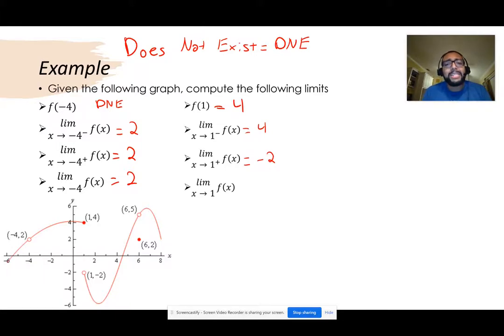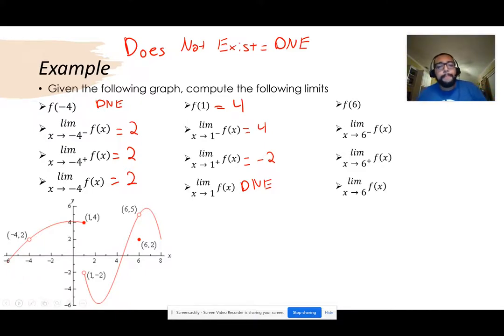The limit as x approaches 1 now. When we look at the limit as x approaches 1 from the left and from the right, those are two different limits. They're not equaling the same number. So that means the limit as x approaches 1 altogether of f of x does not exist. The left-hand limit does not equal the right-hand limit. Therefore, the normal limit does not exist.